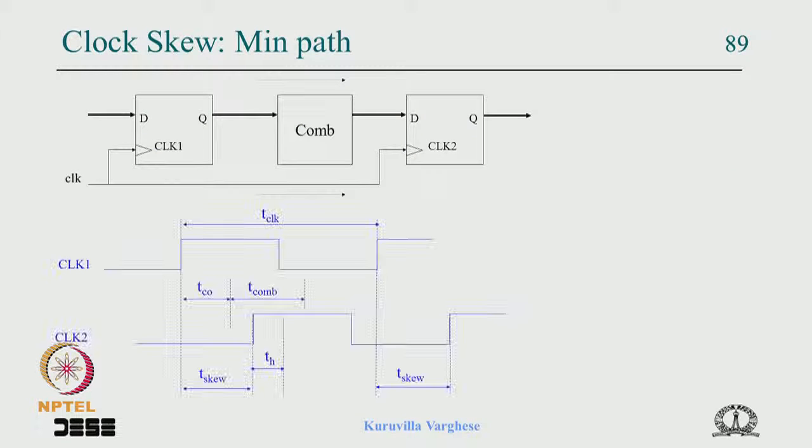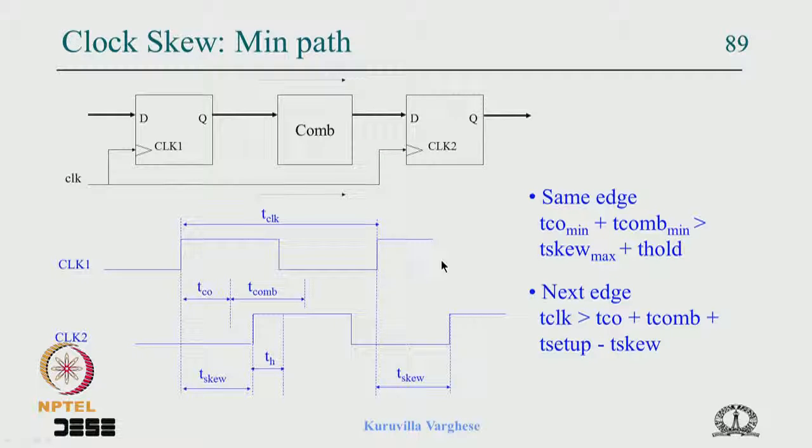In the opposite problem, the min path problem, the destination register receives a clock which is a delayed version of the source register's clock, as far as the skew is concerned. In this case, looking at the register to register path from one clock edge to the next clock edge, we are in a better position, because T clock plus T skew is the time available to accommodate this path delay. So if you analyze from one edge to the next edge, things look pretty comfortable, because it is easier on the budget. If you had fixed the clock period, here is a relaxation on the clock period, which is good in a way.